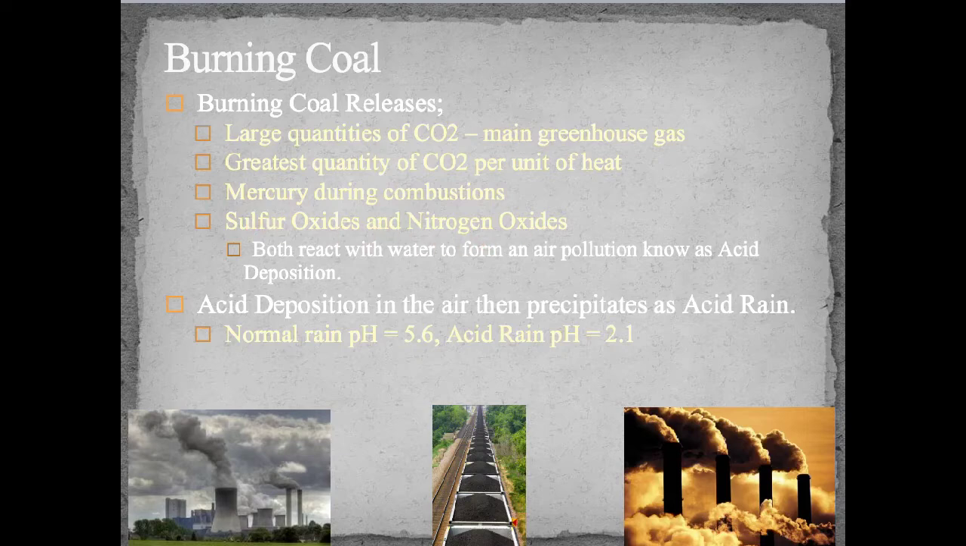Sulfur oxides and nitrogen oxides are released during burning coal. Both react with water to form an air pollutant known as acid deposition, or acid rain. And acid deposition in the air then precipitates as acid rain. Normal rain has a pH of 5.6, where acid rain can get down to 2.1, and that can be a huge concern with plants and plant growth, and we'll do a lab later to see how plants grow in different pHs.